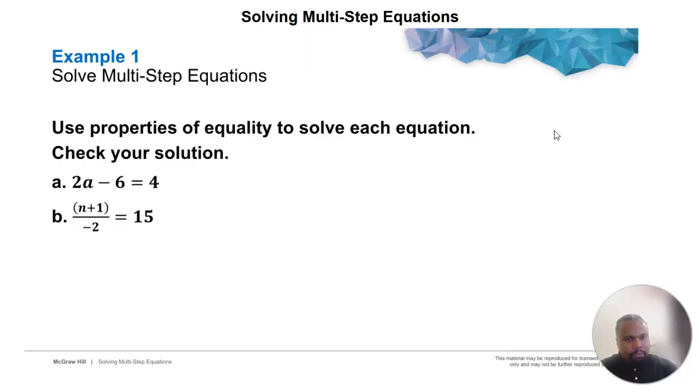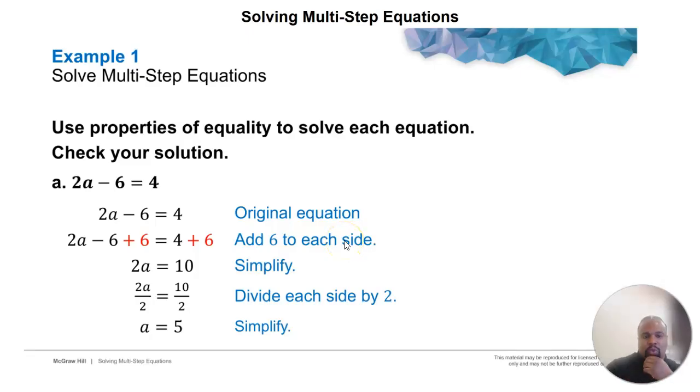So let's take a look here. We want to use our properties of equality to isolate our variables so we can solve each equation. So we got 2a minus 6 equals 4, and (n plus 1) divided by negative 2 equals 15. Let's break this down. So let's look at the first one. The first thing you want to do is move your constant, negative 6, to the other side by doing an inverse operation. So we have to add. That's the addition property of equality. And so we add 6 on both sides. We get 2a equals 10.